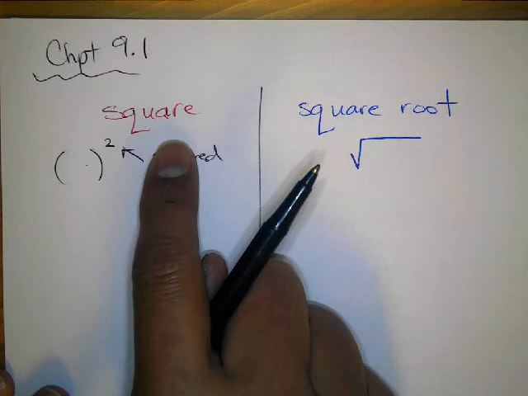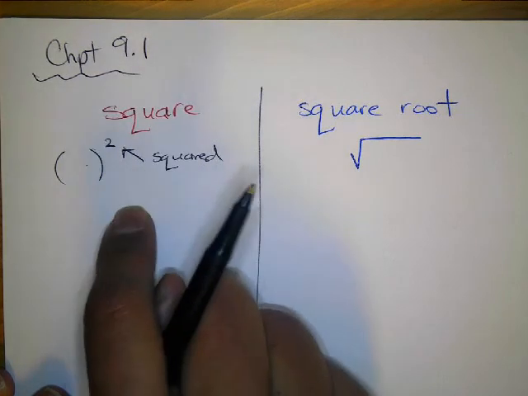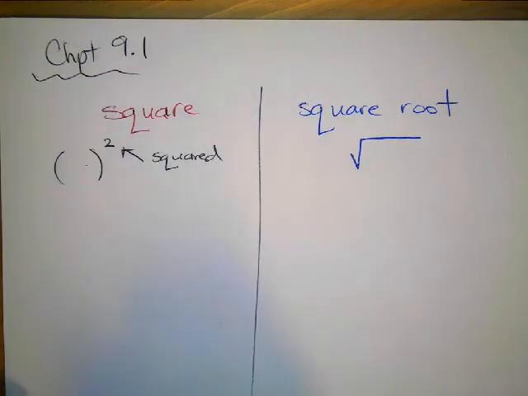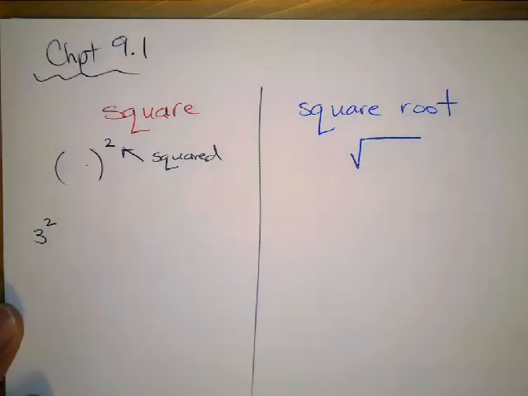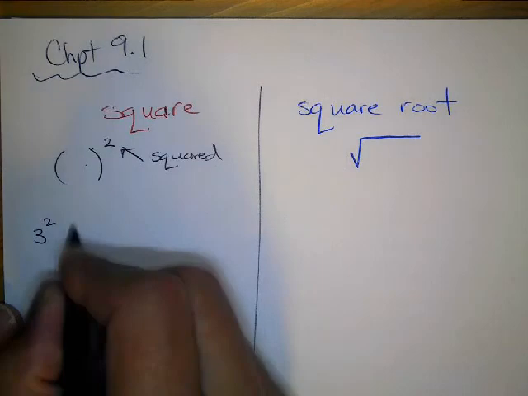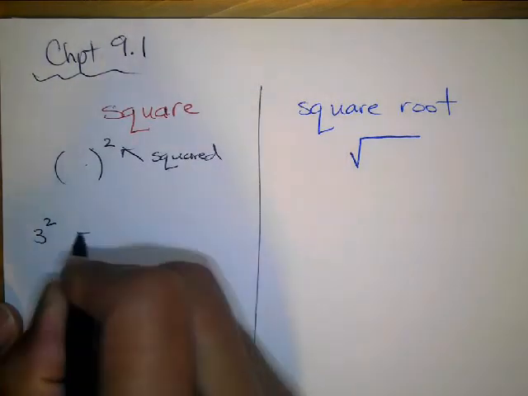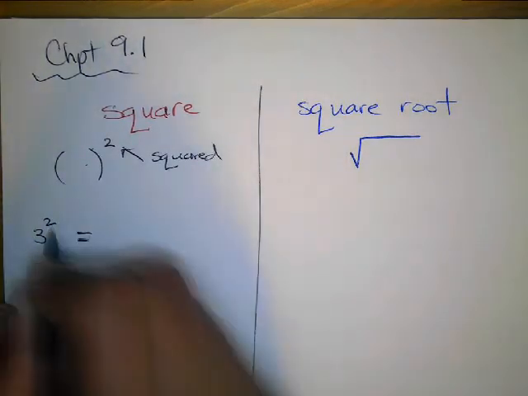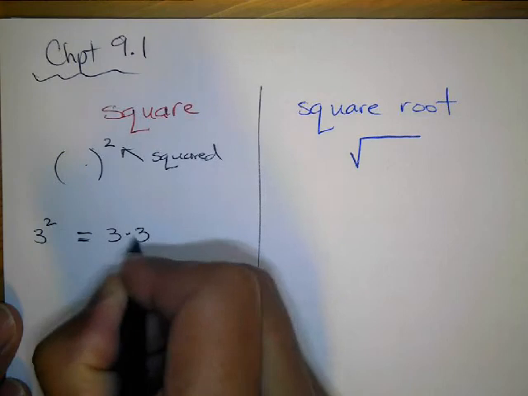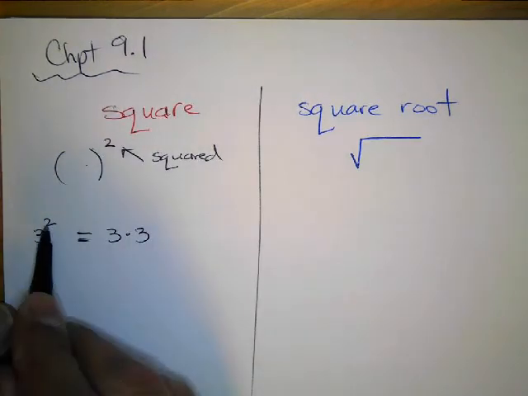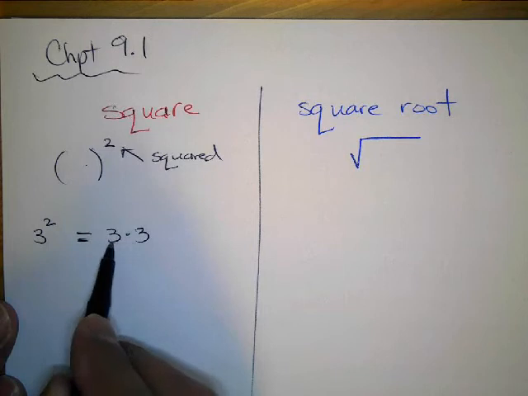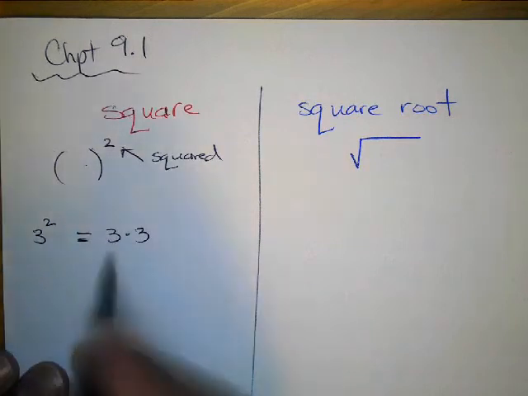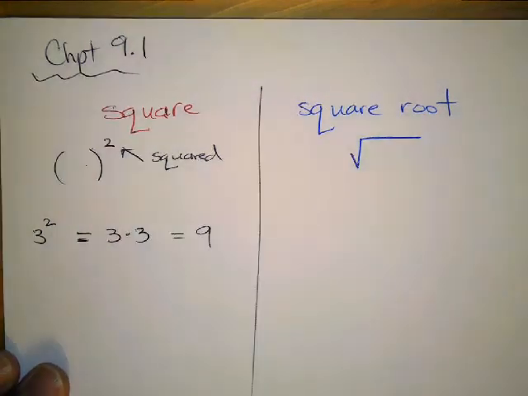Now, why do they call it square? Well, because it actually does have to do with a square. Let's say you say 3 squared. I hope we know that this means you take this number and multiply it by itself. This is the exponent, so that would be 3 times 3. There are 2 of them, so 3 times 3. Okay, well, we know the answer is 9.